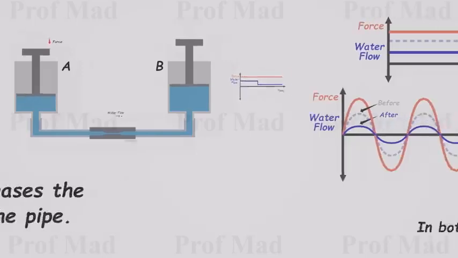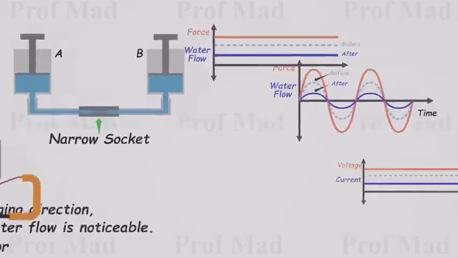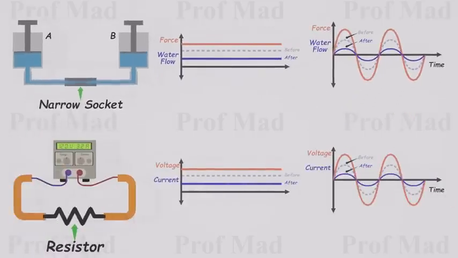Whether the force remains stable or changes direction, the reduction in water flow is noticeable in both scenarios. The same principle applies to an electrical circuit when we connect a resistor. The resistor diminishes the current flow through it.